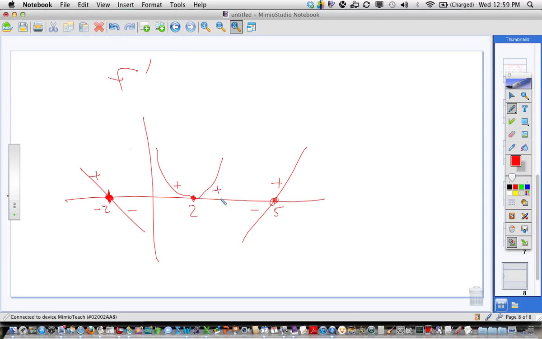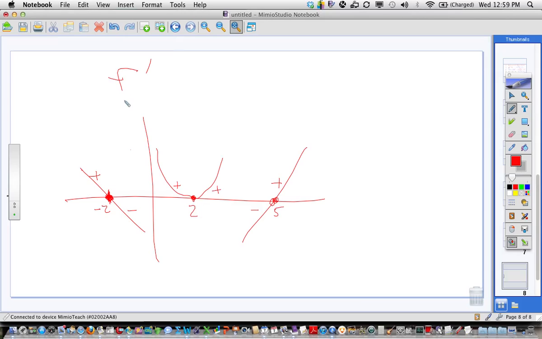Right? Because F prime just went from positive and stayed positive, so F must have been increasing and then kept increasing, but it did hit 0 just for a second. So F prime is 0, so it is flat. It does have a 0 slope, but it was increasing and then kept increasing, right? And there you go. So that's something that we are going to see.